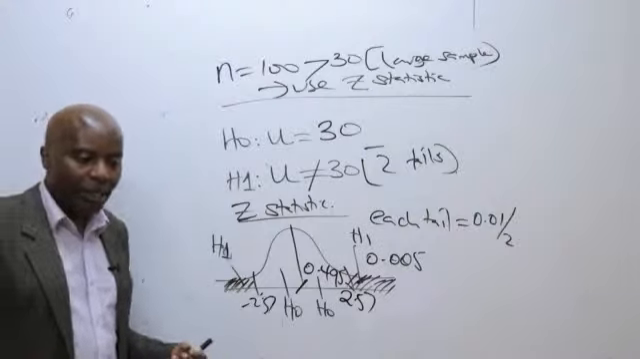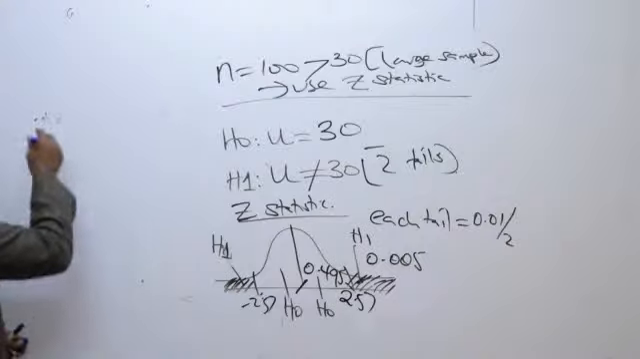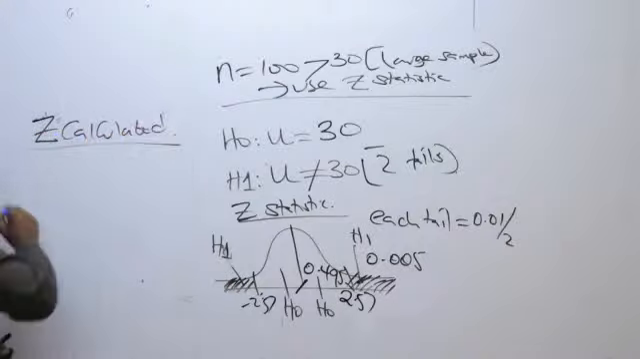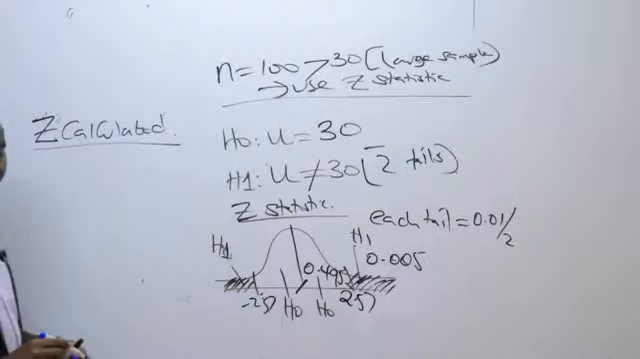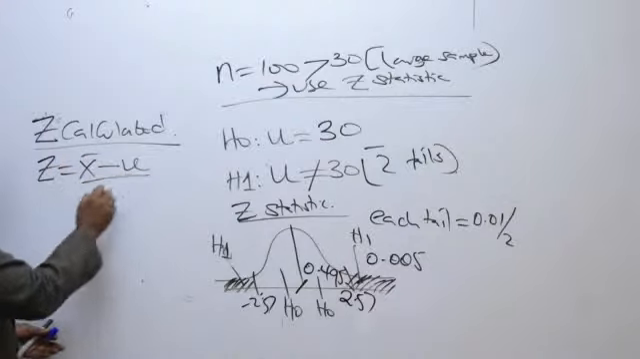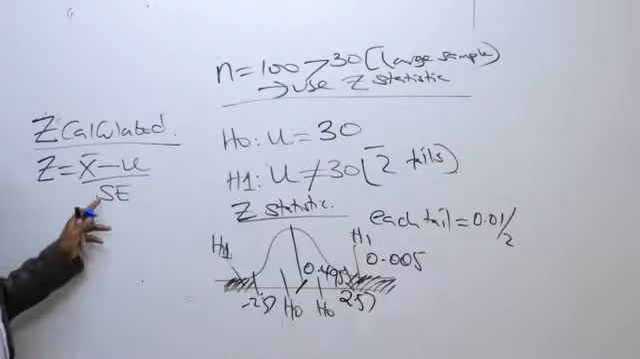After you mark yours like that, ladies and gentlemen, I would want us to go to the last thing, which is the Z calculated. So for Z calculated, how will my Z look? My Z, as usual, will be X bar minus mu all over the standard error. Please write this in full.